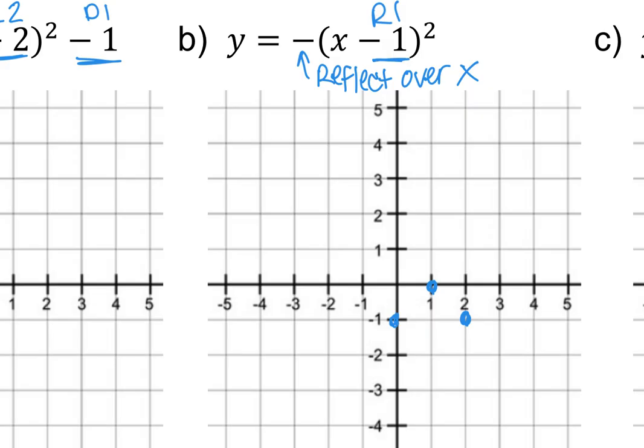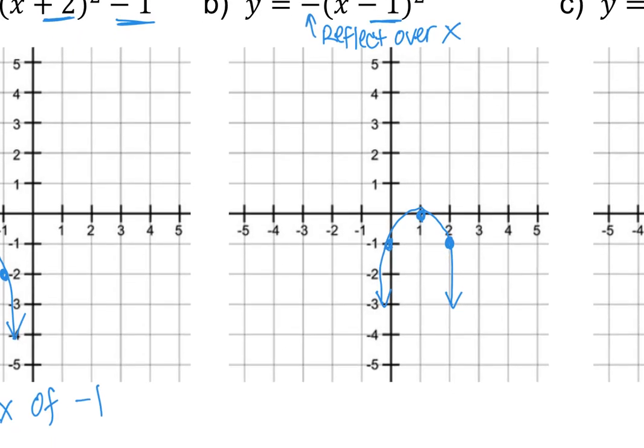Okay, let me see if I can make this a little bit straighter. All right. So do I have a max or min here? Max. And what is my max? 0. Yes, max of 0. Actually, let me put max of 0.